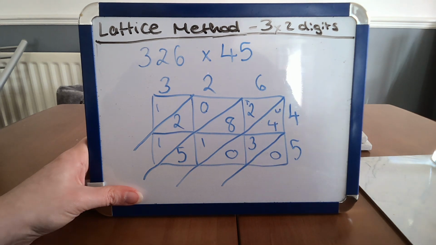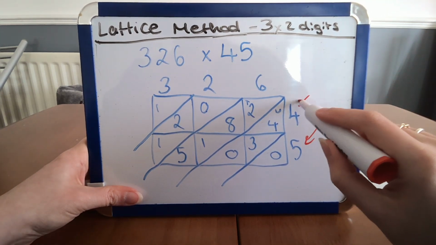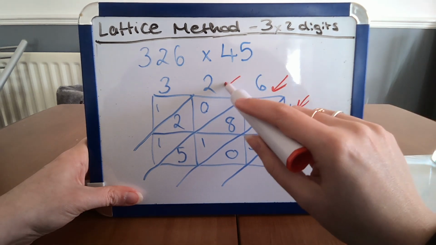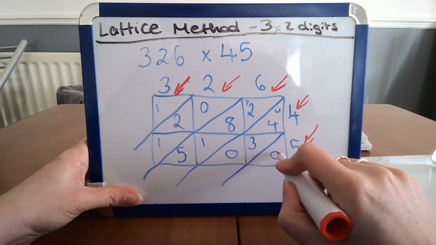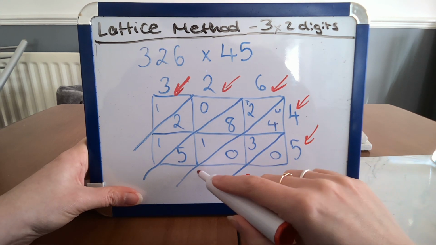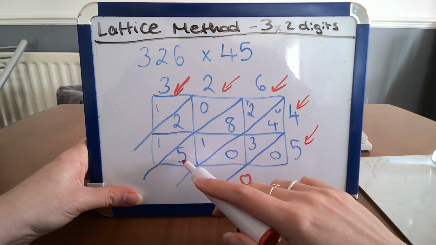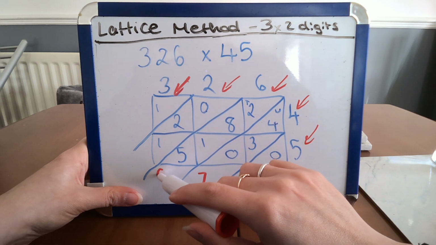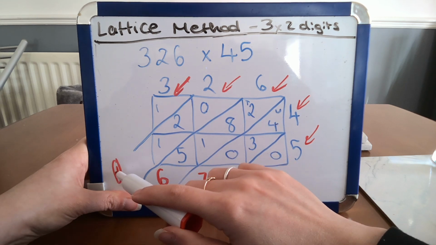I then need to add up all of the diagonal sections. So this time there are 1, 2, 3, 4, 5 to add up. So I start with this one, it's just 0. This is 4 plus 3 plus 0 is 7. This is 2 plus 8 plus 1 plus 5 is 16. So my 6 goes here, and that 1 or 10 gets carried over here.